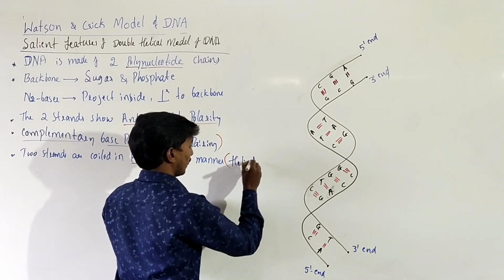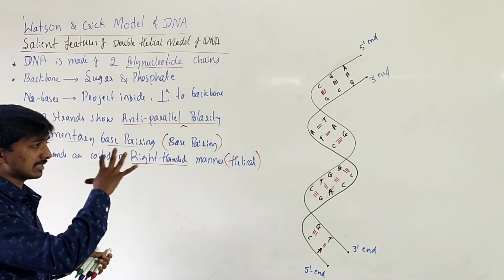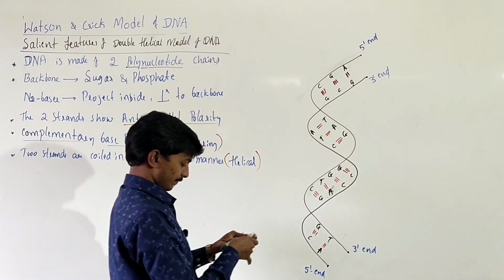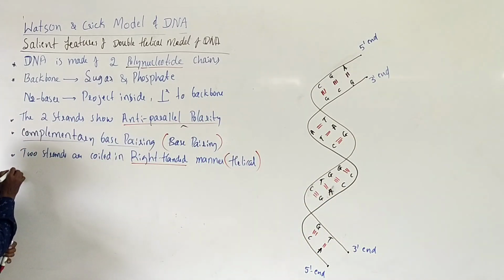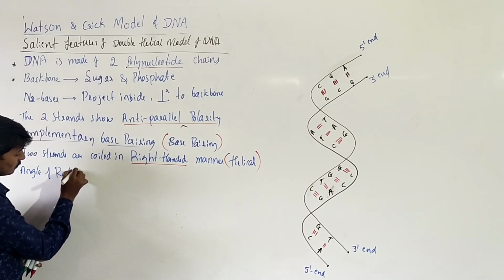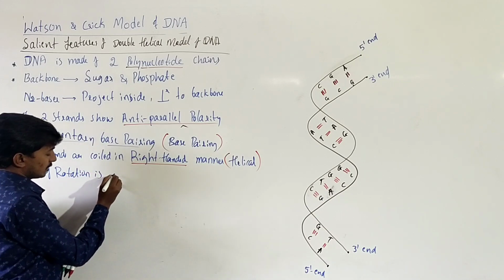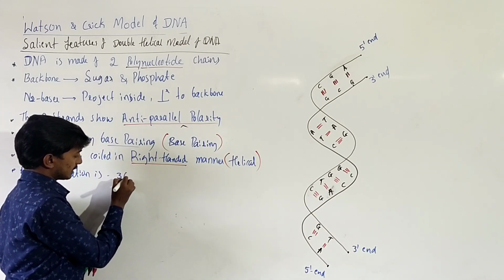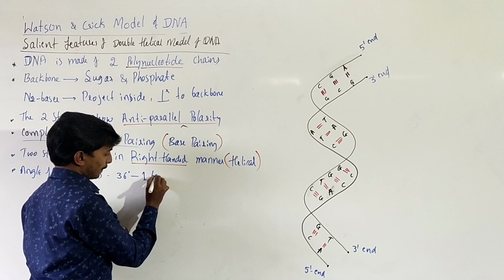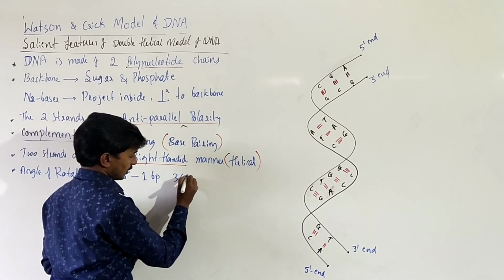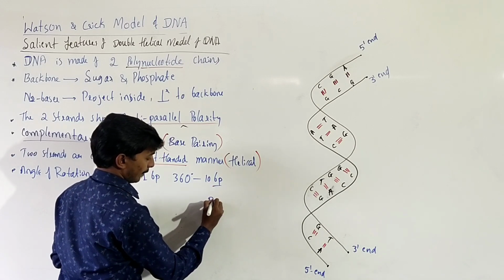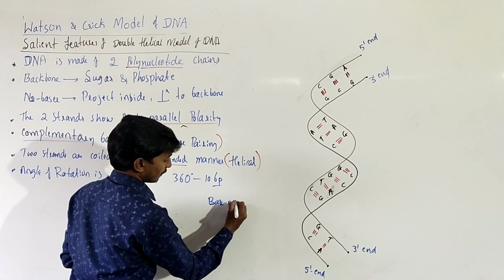Right-handed or helical pattern. What about the length of this, in one base pair or a total helix? Okay. So here, the angle of rotation is 36 degrees for one base pair and 360 degrees for 10 base pairs. BP means base pair. What is this base pair?